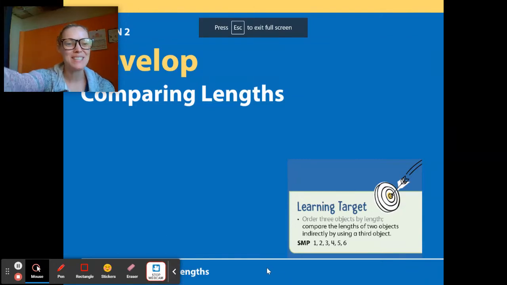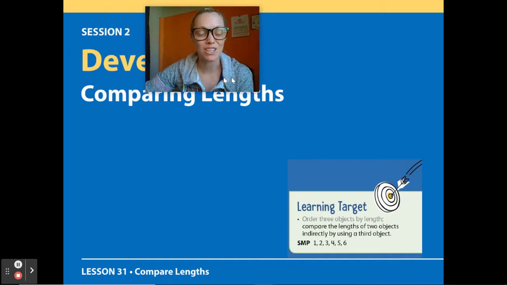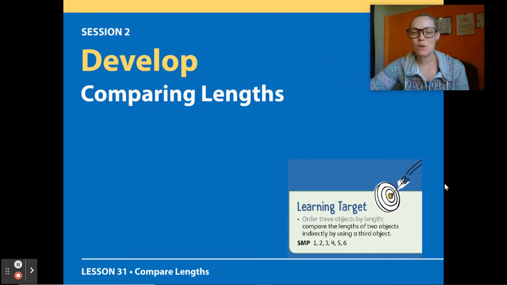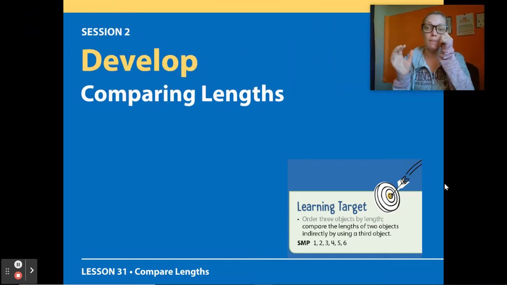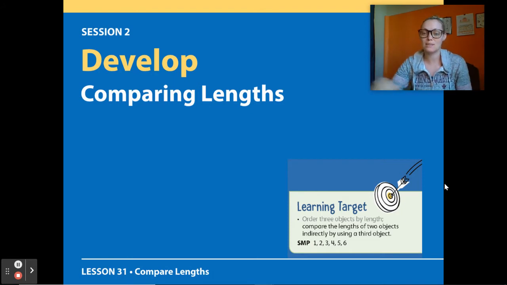Hi, boys and girls. So today in math, we are continuing to measure. Last week, we actually started measuring. We put our objects on the starting line, so we lined them all up to see which one was longer, which one was shorter, if they were the same, and we compared their lengths.